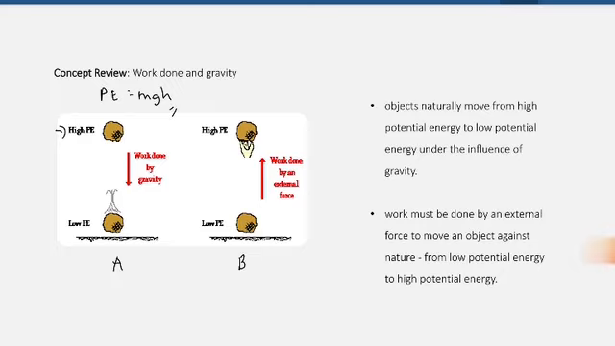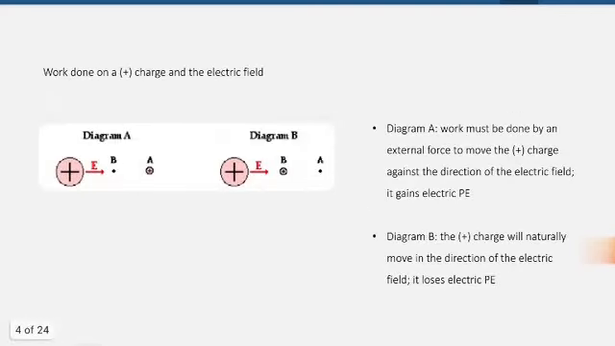So saan galing yung potential energy na nakuha niya? From the work done. Okay? The object that did the work transferred potential energy to this particular object. So, objects naturally move from high potential energy to low potential energy under the influence of gravity. Work must be done by an external force to move an object against nature from low potential energy to high potential energy. Now, let's relate that to electric field and to current electricity.